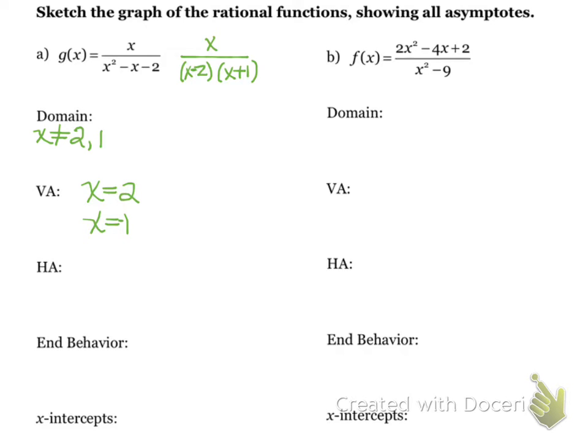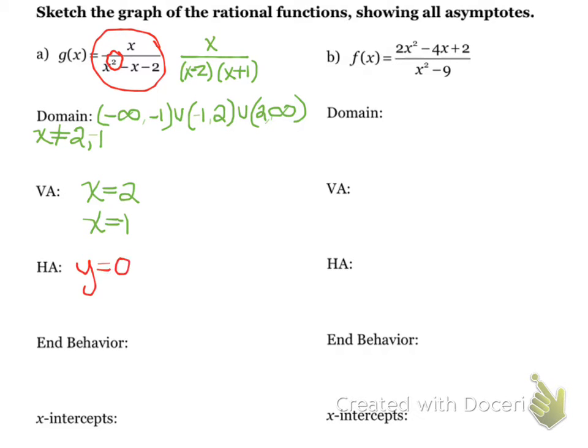So that means for my domain, since x can't be those two numbers, I start at -infinity to -1, parentheses. Then I start at -1, and I go to 2, parentheses. Then I start at 2, and I go to +infinity. So I always start at -infinity and end at +infinity. Okay, so now we're going to talk about the horizontal asymptote. I'm not even going to look at the factored form. I'm going to look at my original right here. Since my degree is greater on the bottom, this means I have a horizontal asymptote at y = 0.